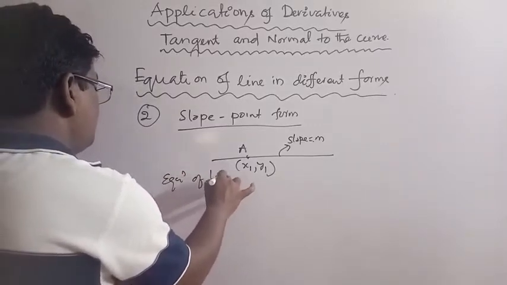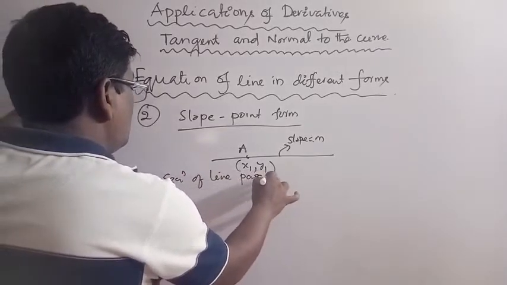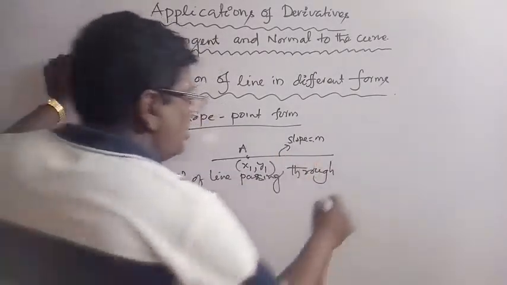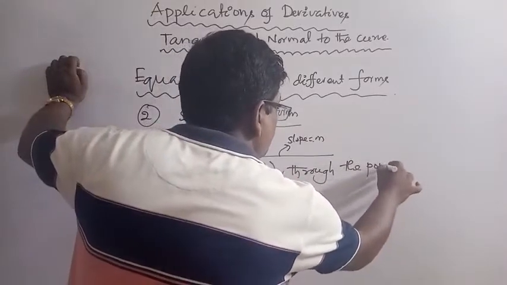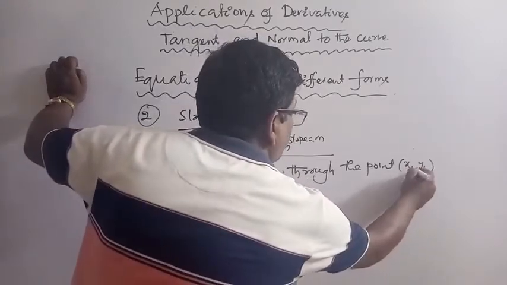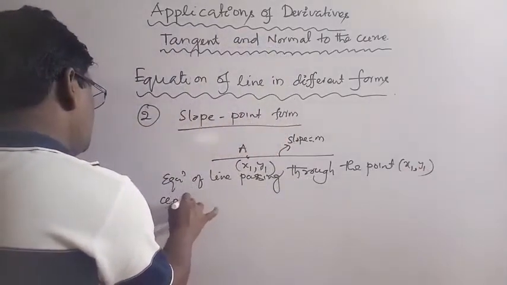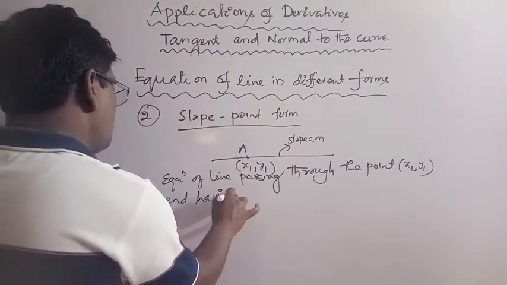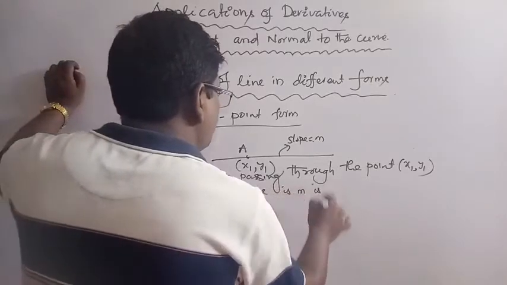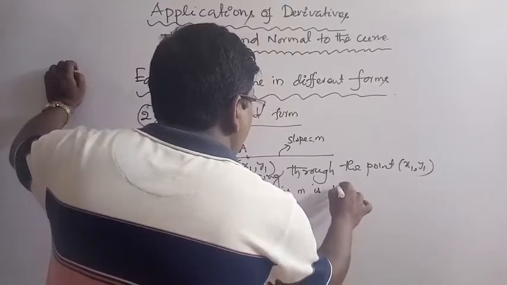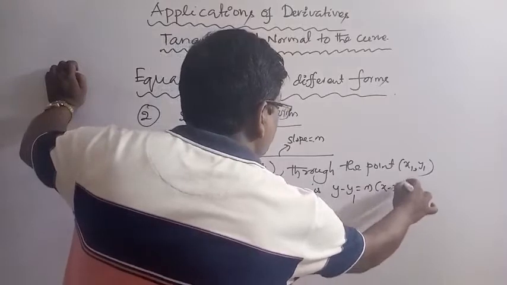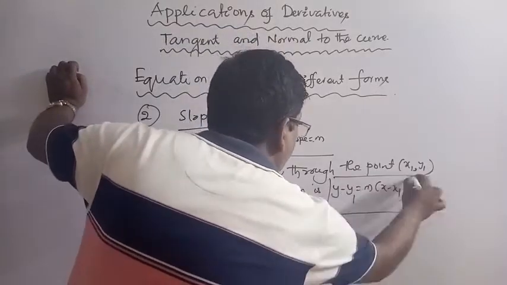Equation of line passing through the point x1, y1 and having slope m is given by y minus y1 is equal to m into x minus x1. This is the slope point form of the equation of line.